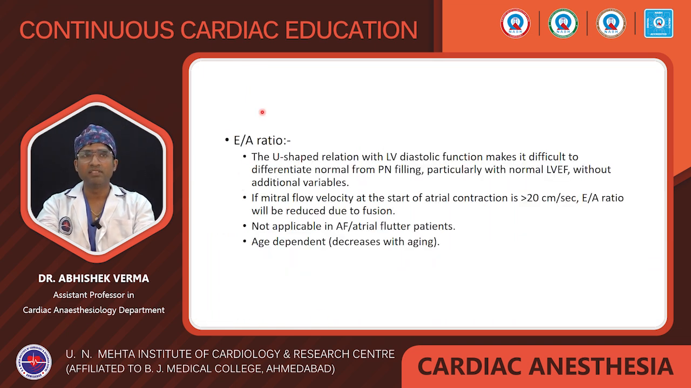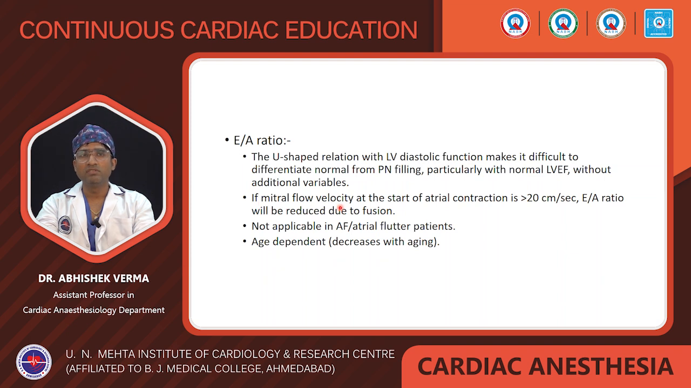Same thing for the E by A ratio: it is a U-shaped relationship, because at the start the E wave is normal, but over a period of time, in old age, the E wave again increases because of diastolic dysfunction, the increased stiffness of the LV. This U-shaped relationship between the ratio and LV diastolic function makes it difficult to differentiate normal from abnormal filling patients.